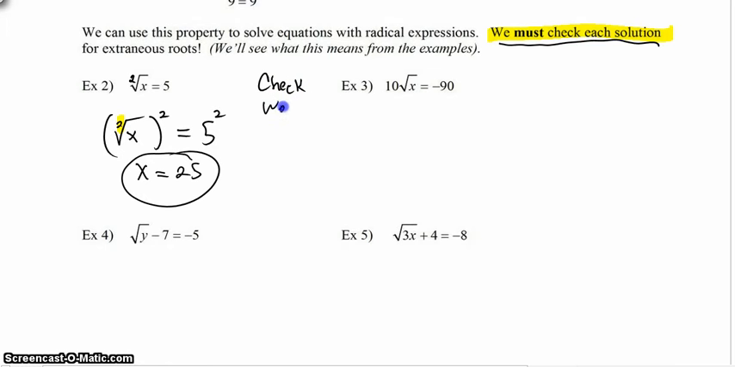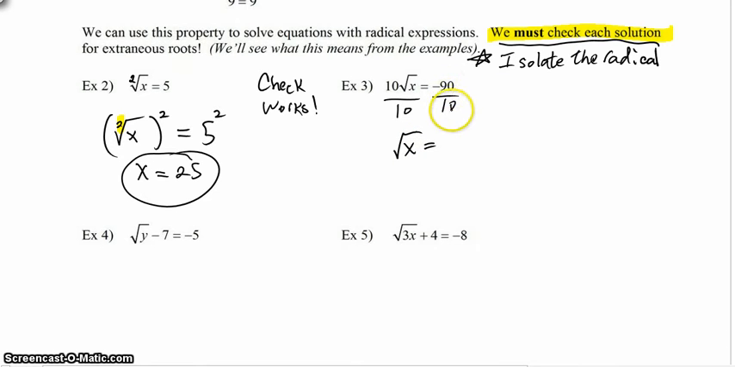Now, of course, you might wonder right now, well, my goodness, is a check really even necessary? Is it just wasting your time? It truly is necessary. So let's look at number 3. By the way, your ultimate goal is always to isolate the radical first. Get that radical by itself. And you can see we have a 10 here multiplied to the square root of x. I'm going to do the opposite operation and divide by 10. Negative 90 divided by 10 is negative 9.